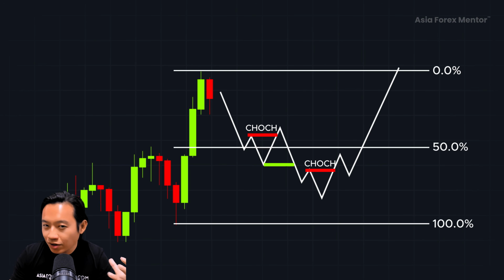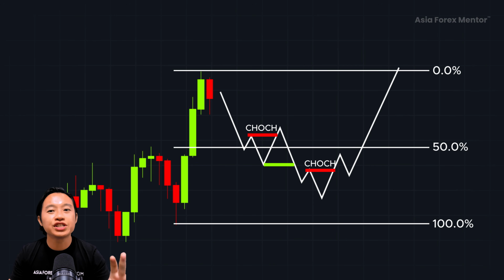A more conservative way of trading, on the other hand, is to look for changes of character inside the discount zone.